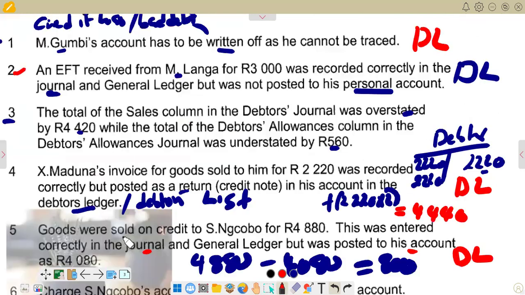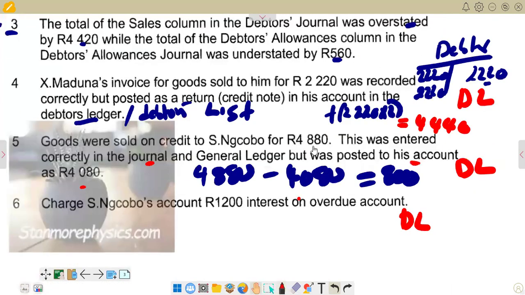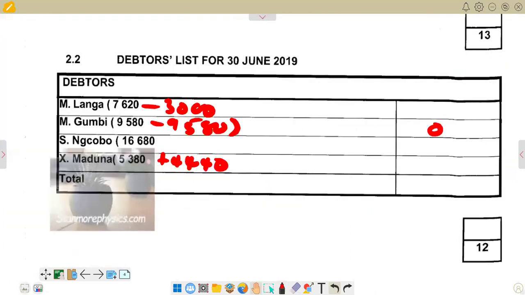What are we supposed to do on the next adjustment, which is affecting the debtors list? We have got item 5, which is saying goods were sold on credit to Estimable for 4,808. This was entered correctly in the journal and general ledger, but was posted to his account as 4,008. We calculated the difference and found it's 800. So we entered a smaller figure on the debit side of Estimable. We are supposed to add our 800 on the debit side. So this is simply that: Estimable is here, then we add our 800.